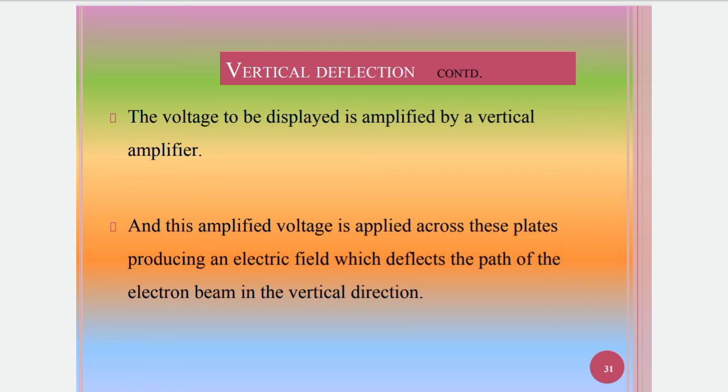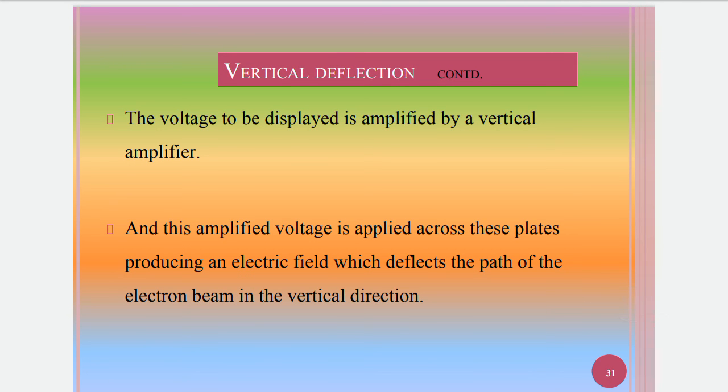by a vertical amplifier, and this amplified voltage is applied across these vertical deflection plates, producing an electric field which deflects the path of the electron beam in the vertical direction. That means the input voltage to be displayed is amplified by the vertical amplifier, and next this amplified voltage is applied to the vertical deflecting plates and produces an electric field and deflects the path of the electron beam in the vertical direction.